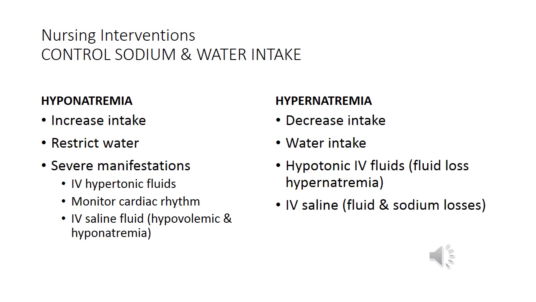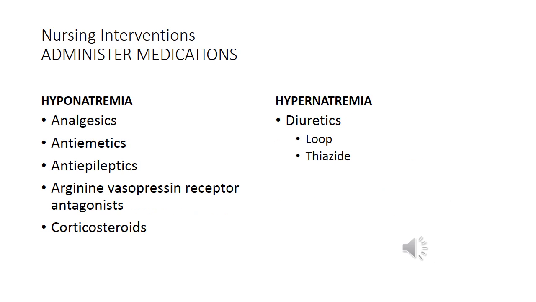For hypernatremia, decrease oral sodium intake and ensure adequate water intake. Administer IV solutions, usually hypotonic, as ordered if fluid loss is the cause of the hypernatremia. Administer isotonic IV normal saline as ordered if both fluid and sodium losses have occurred. Categories of medication administered as ordered to treat hyponatremia include analgesics, antiemetics, antiepileptics, arginine vasopressin receptor antagonists, and corticosteroids.